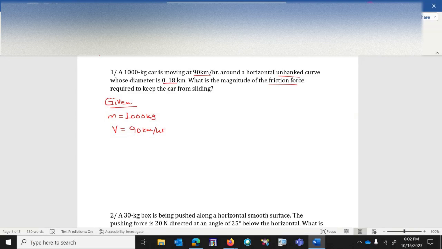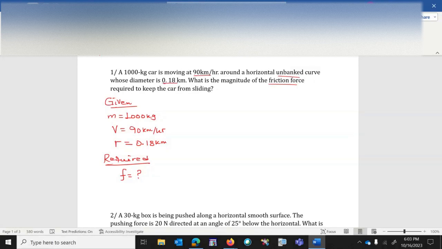And then the radius of this banked curve is given by 0.18 kilometers. What is the magnitude of the frictional force required to keep the car from sliding? So it's required. We are looking for a frictional force, small f is question mark. Before directly solving this problem, we need to have some conversions.